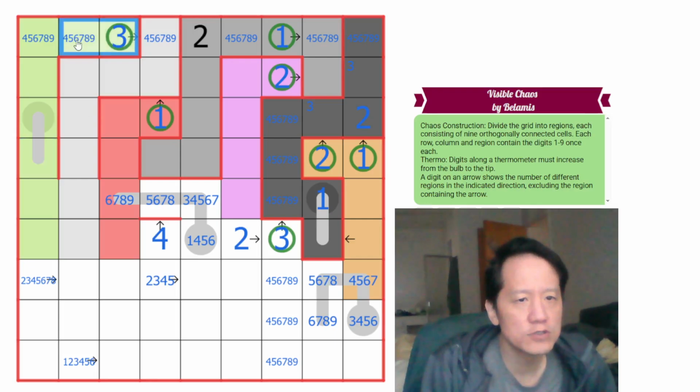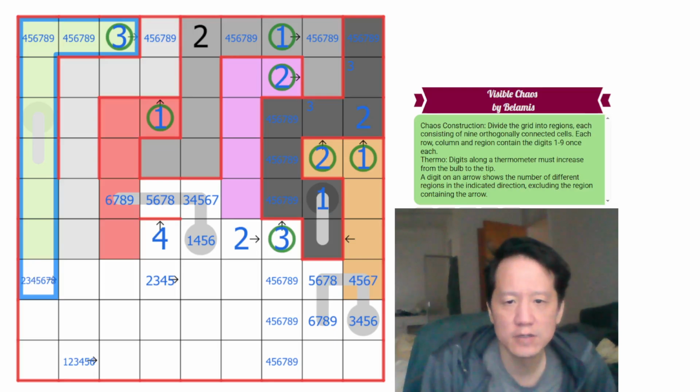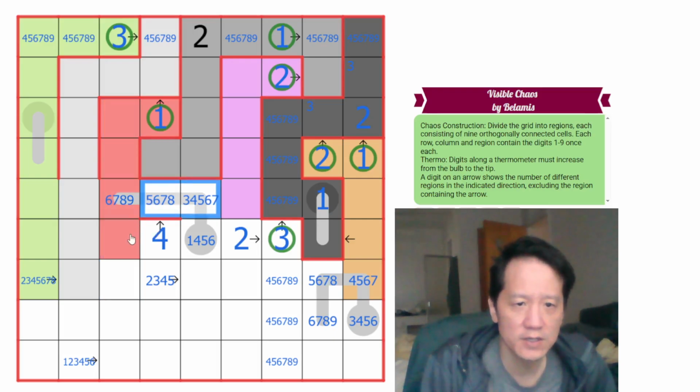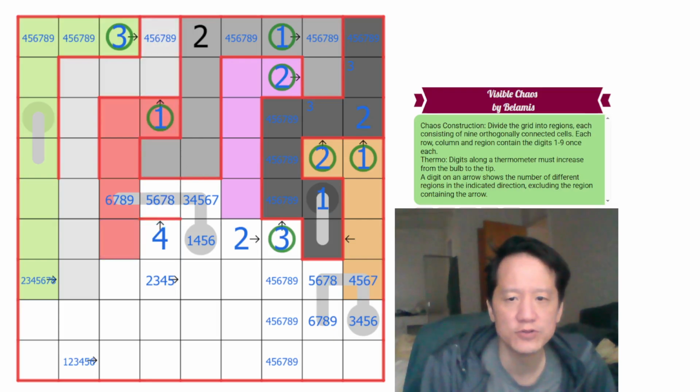So this is 1, 2, 3, 4, 5, 6, 7, 8, and this has to be 9. This is 1, 2, 3, 4, 5, 6, 7, 8, and this has to be 9. Because this one cannot go this way. This cannot go this way, because then it would not count it towards the regions, and we know there's 4 of them. So this has to extend that way. And this is 9 also. So these two are both 9.